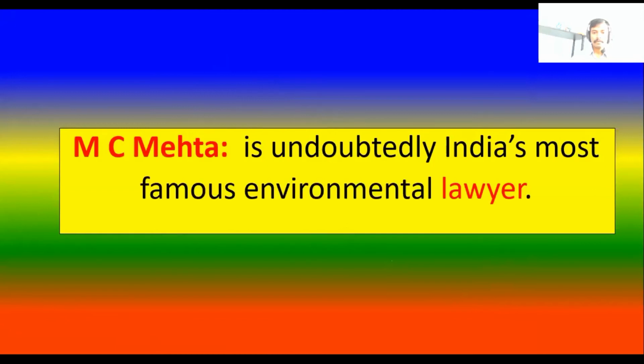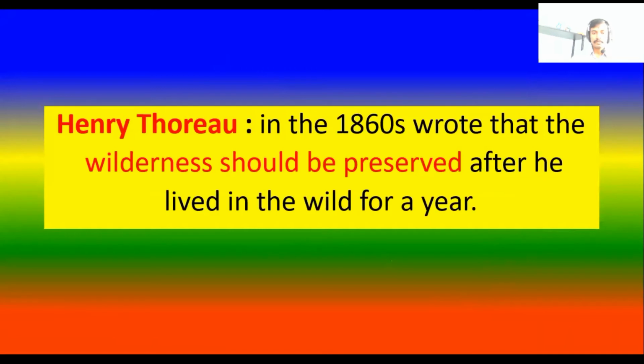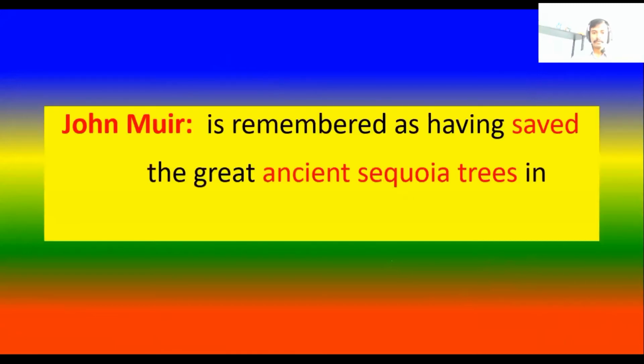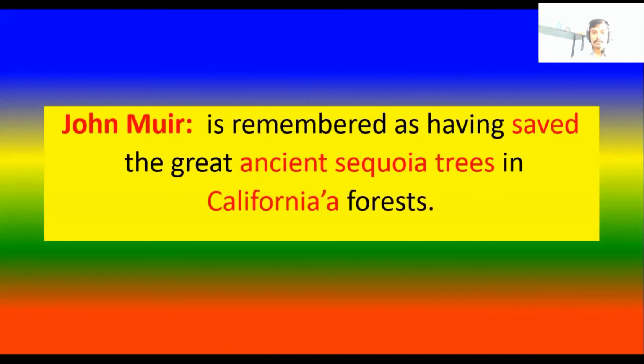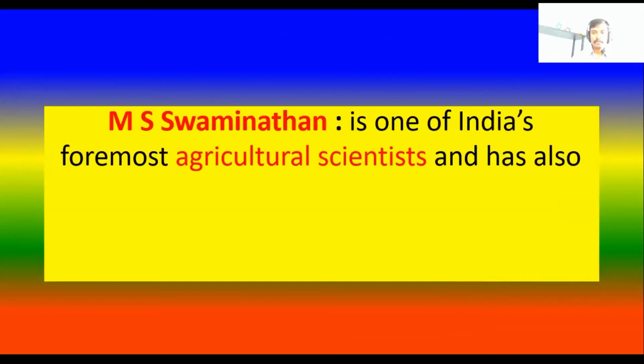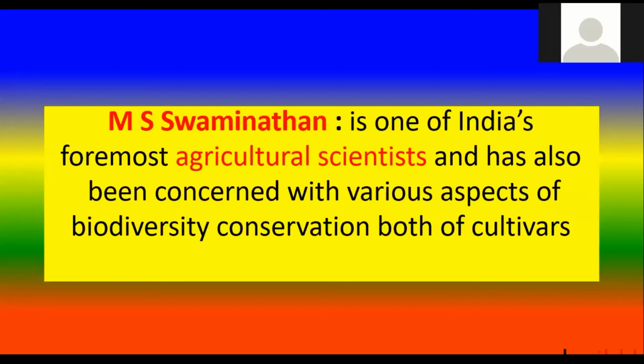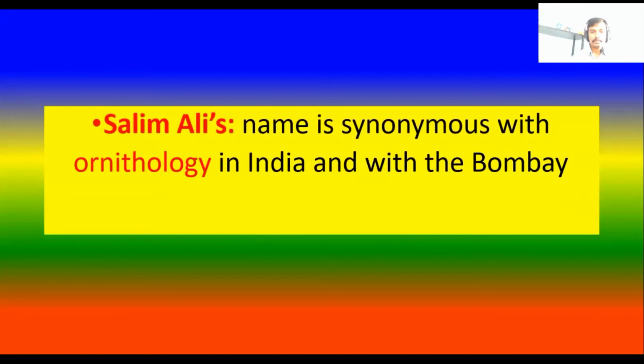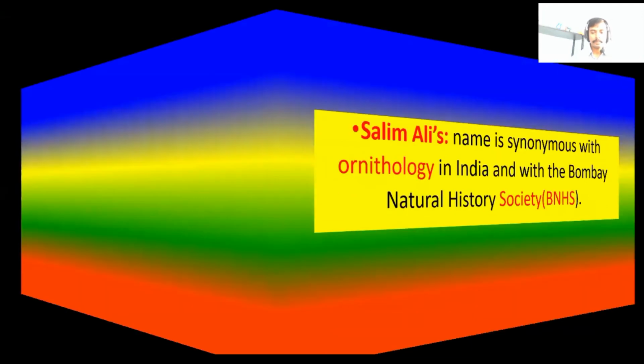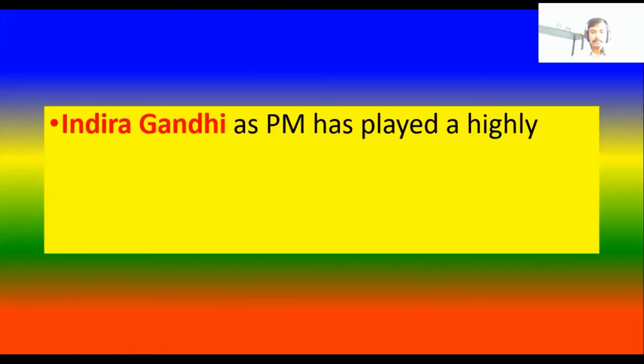M.C. Mehta from India, environmental lawyer. Then Henry T. Thoreau: wilderness should be preserved, wrote a book in 1860. Then John Muir: ancient sequoia trees preserved in California. Then M.S. Swaminathan is a well-known agricultural scientist from India. Then Salim Ali, ornithology, which means study about birds and protecting endangered species. Then Indira Gandhi, former Prime Minister, preservation of wildlife.